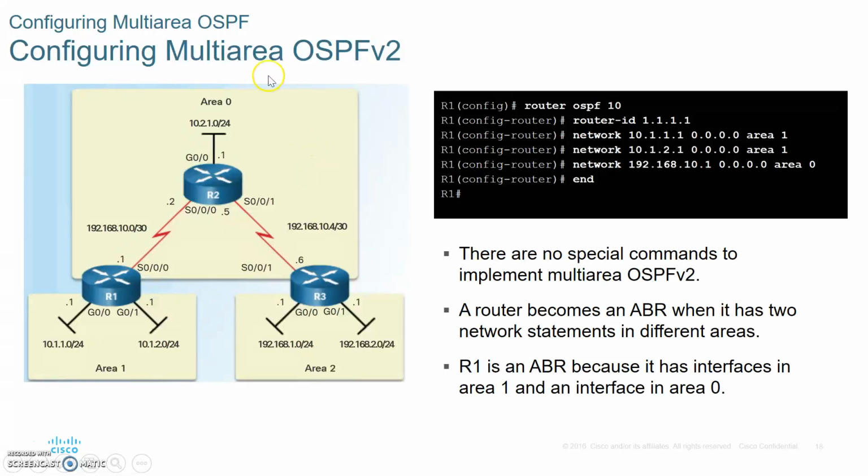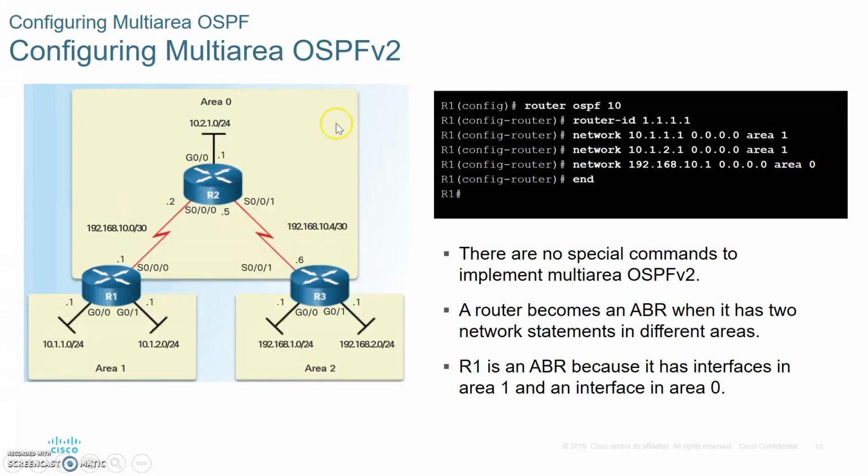Okay, the command to run multi-area OSPF is actually very simple. There's no special command to say that you want to run multi-area OSPF. If you remember, when you run your OSPF network command, you need to indicate the area. In single area OSPF, it's always area 0. Now we are running multi-area OSPF.